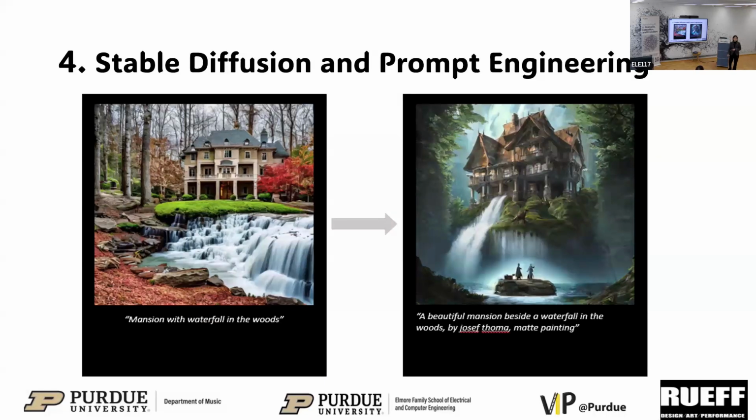Then anybody who used an image generation program? Yeah, right. And if you change the prompt just a little bit, how is the result? Completely different, right? So for example, if we use a mansion with a waterfall in the woods as the prompt, then it will create, it's just an example, more like a picture-like image. But if we use a beautiful mansion beside a waterfall in the woods by Joseph Stemmer, matte painting, those last ones are just selected randomly, it will create a deeper and kind of mysterious emotional image, right? Yeah, so now prompt engineering goes.